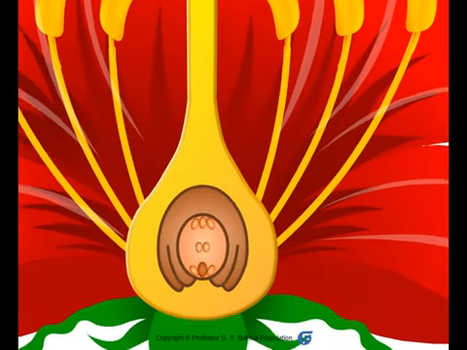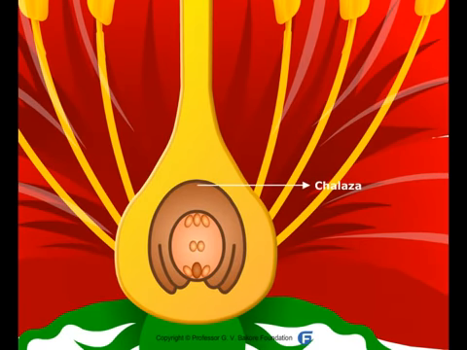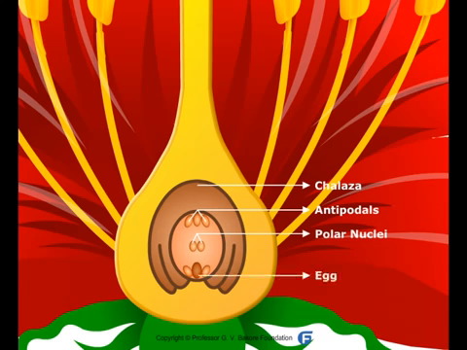The embryo sac has three cells towards chalaza. These cells are known as antipodals. There are two nuclei in the middle called the polar nuclei. Three cells are towards the micropyle. The middle, larger cell is known as the egg. Two smaller cells are called the synergids. The egg and the two synergids would form the egg apparatus.